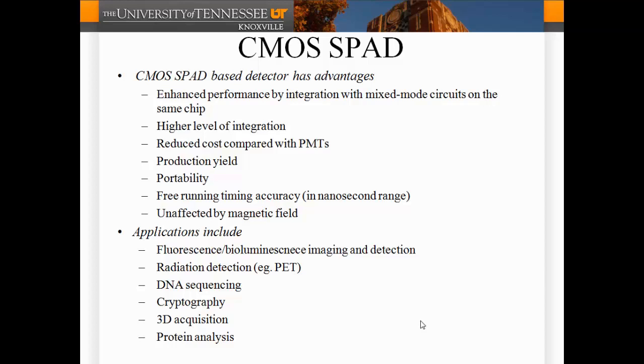So in a way, it's very similar to the photomultiplier tubes. It has several advantages. It can have enhanced performance by integration of this device with mixed mode circuits on the same chip. And obviously, it will result in a higher level of integration, and there will be substantially reduced costs compared to the photomultiplier tubes. Currently, PMTs cost about $100 to $200 each. If we can replace this by CMOS SPAD, the cost will be substantially reduced. It will also lead to portability and maybe making handheld scanning devices. And obviously, there is another advantage of free running timing accuracy, and it is unaffected by magnetic field.